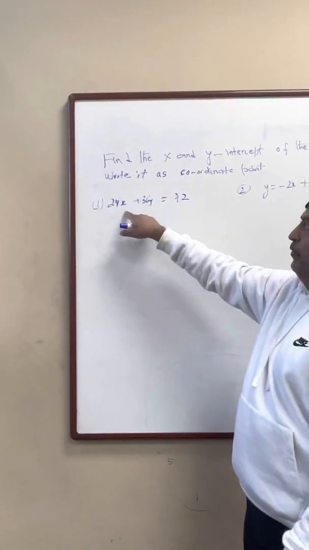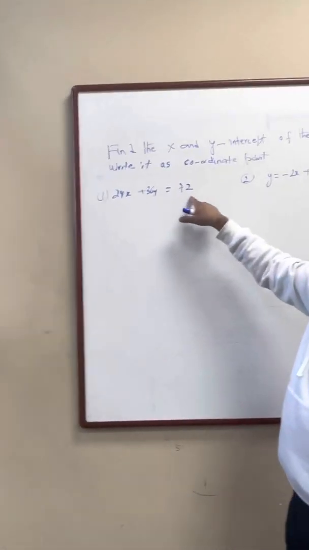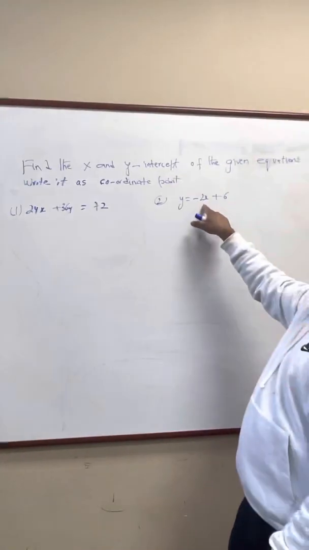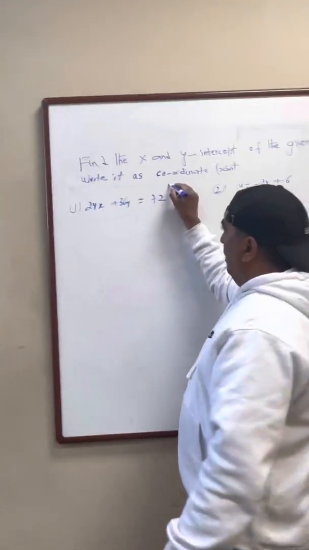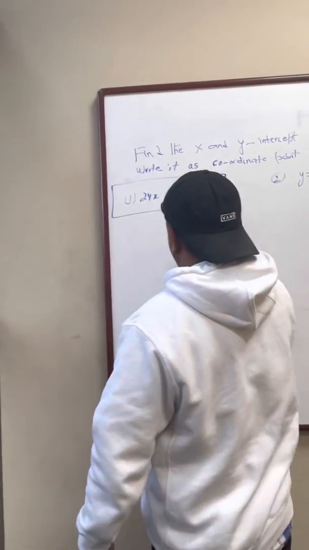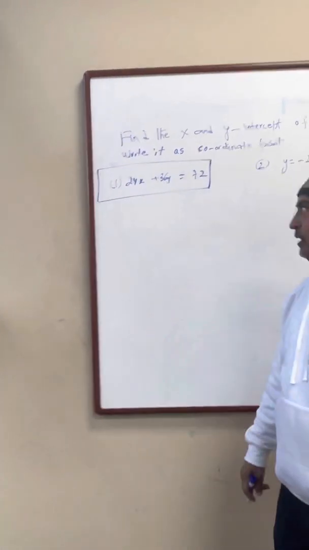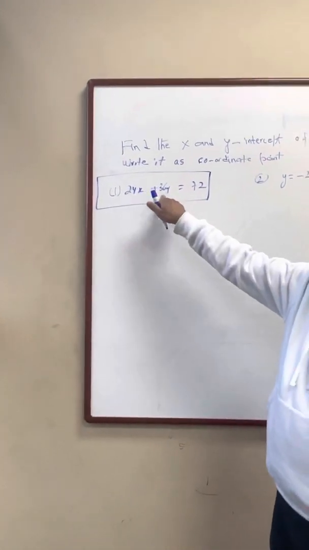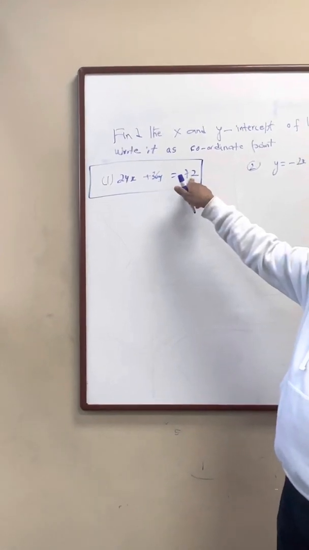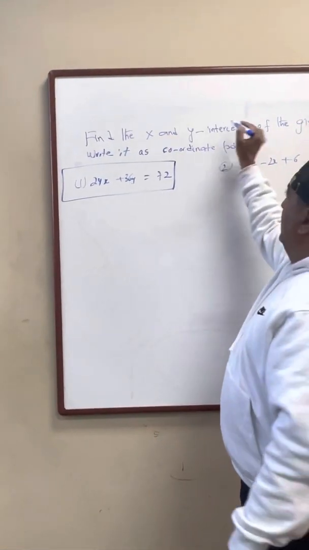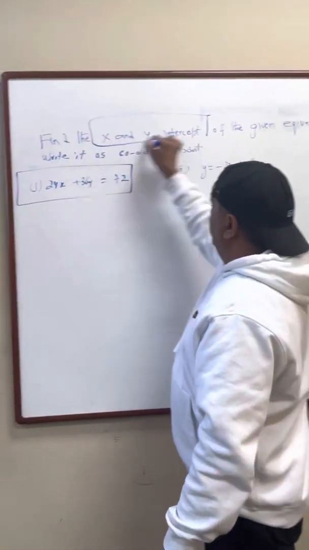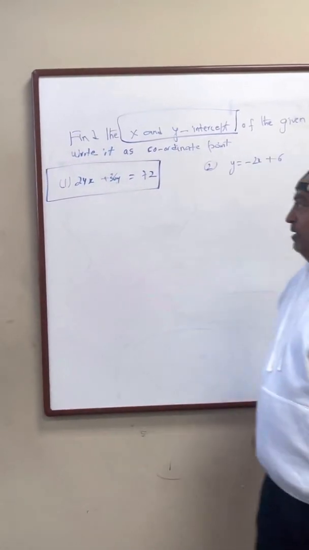Question number 1 is 24x plus 36y is equal to 72. Second question is y is equal to minus 2x plus 6. I will be solving this question in this video for you guys. So the question is 24x plus 36y is equal to 72. We are supposed to find the x and y intercept of this equation.